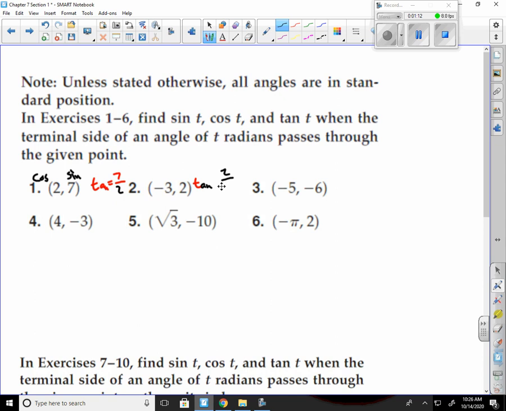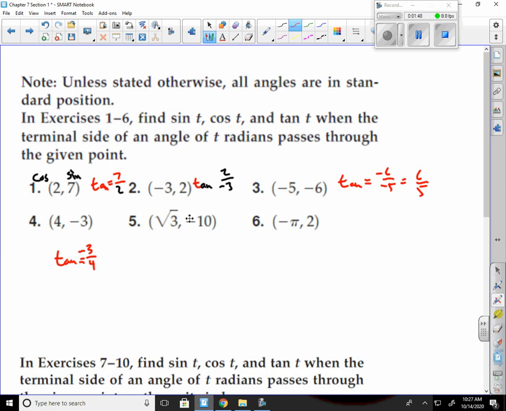Tangent for this one is 2 over negative 3. Cosine is negative 3. Sine is 2. Number 3, the cosine is negative 5. The sine is negative 6. And the tangent is just negative 6 over negative 5, which is just 6 over 5 because it's a negative divided by a negative. Number 4, cosine is 4. Sine is negative 3. The tangent is negative 3 over 4.